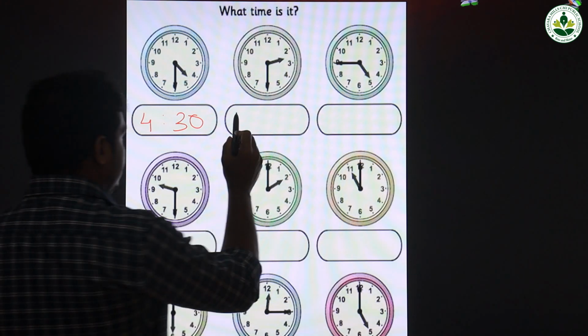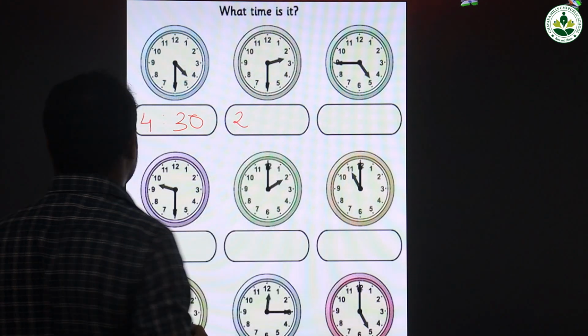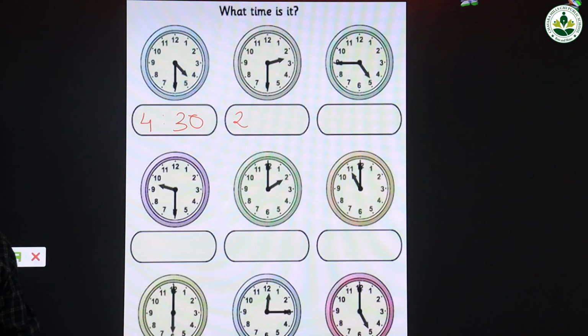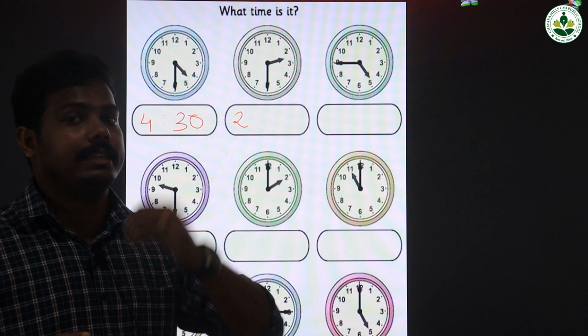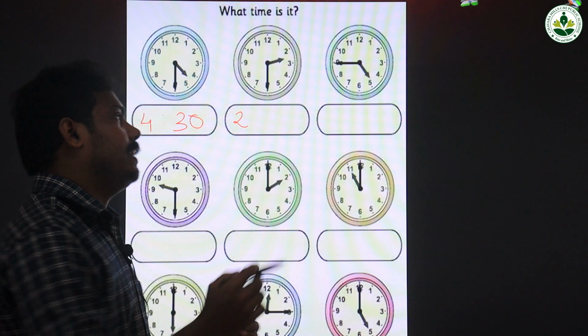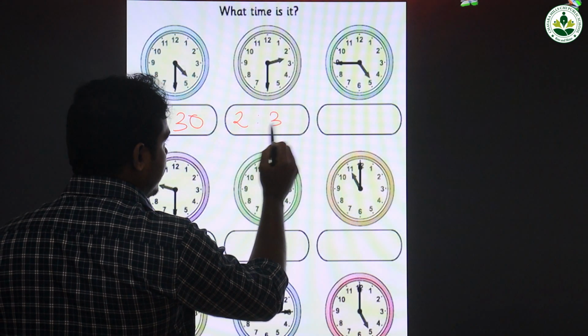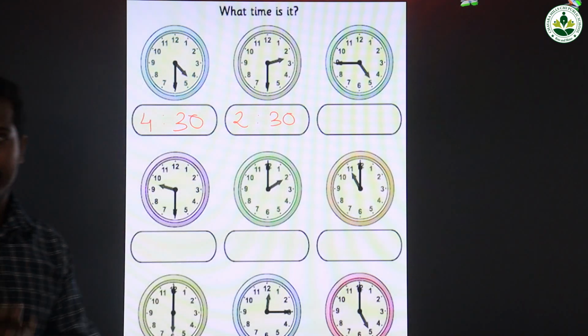So we write 2. The minute hand is on 6, and now we write 6. It is 30. 2:30. The clock shows 2:30.